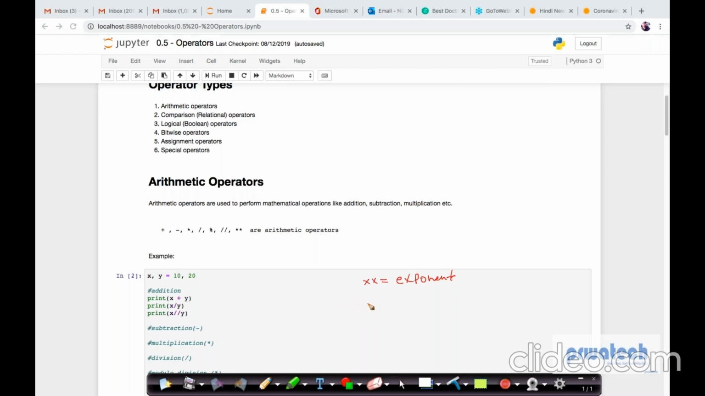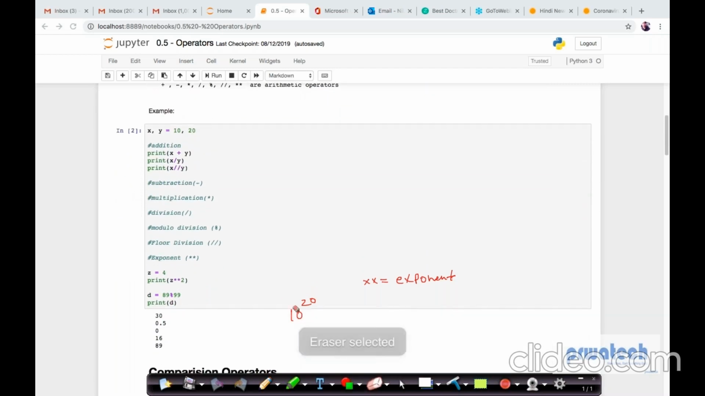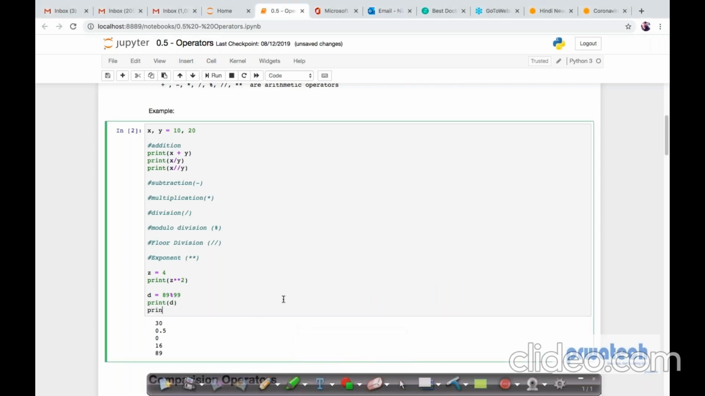Like x into y, if I do this, it will be a very big number, 10 to the power 20. It's a very huge number. So I'll keep it a little simple, to the power 5. I'll make x as 2 and y as 5. Then we'll see how this exponent works. I'll directly print the value: print 2 exponent 5.